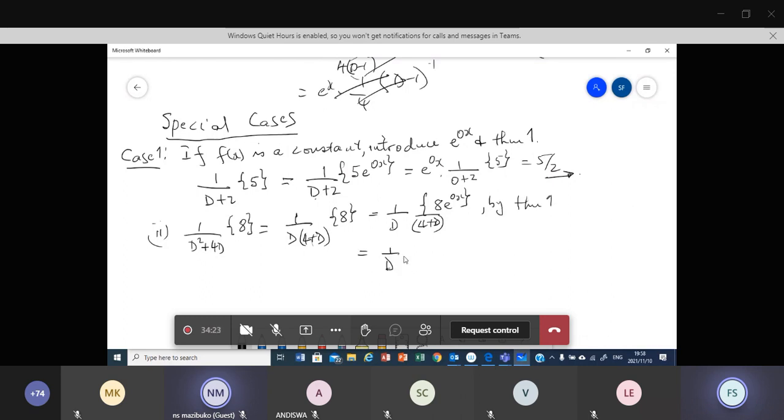Then 1 over d. Sorry, it's e to the power 0x, 1 over d, acting on 8, all over 4 plus 0 now. That gives us what? E to the power 0x is just 1. So it's 1 over d times 8 over 4, which is 2. But what is 1 over d? 1 over d means integrate. What is the integral of 2 with respect to x? It is 2x. So the answer is 2x. Are we happy there?